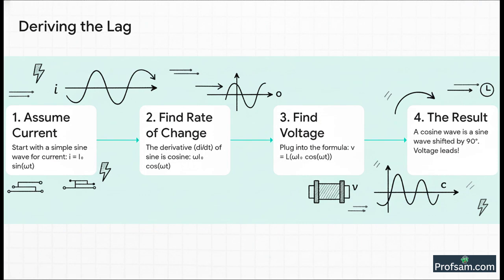First, we just assume the current is a nice, simple sine wave. Okay. Second, we find its rate of change, di dt. Now, from your basic calculus, you know the derivative of sine is cosine. Simple. Third, we just plug this result into our voltage formula. And what do we get? We find that the voltage is a cosine wave. So what's the big deal? What's the relationship between a sine wave and a cosine wave? Well, a cosine wave is simply a sine wave that starts 90 degrees earlier.